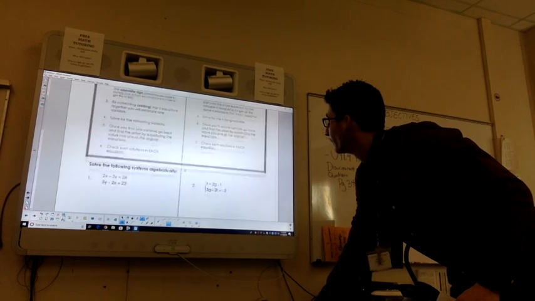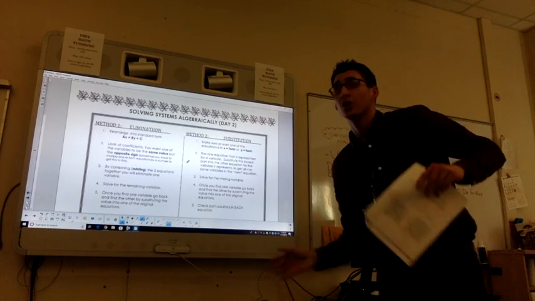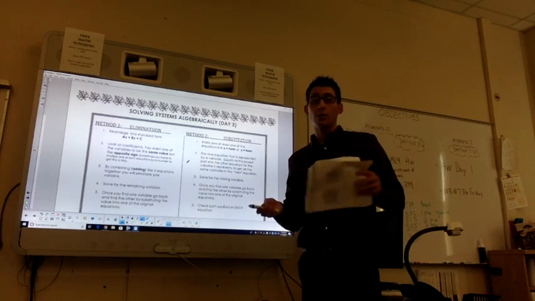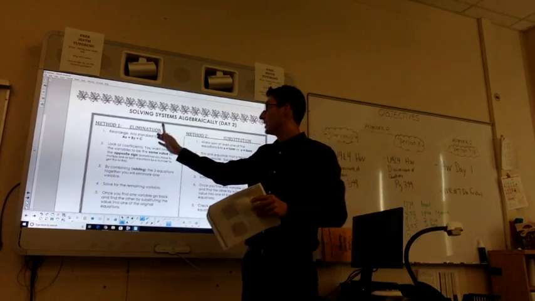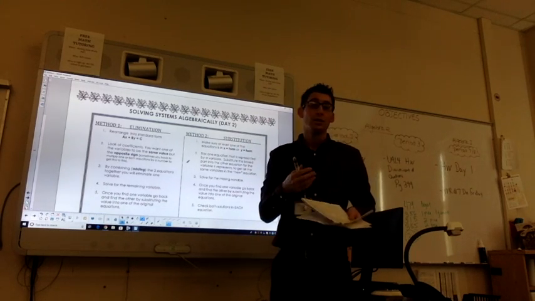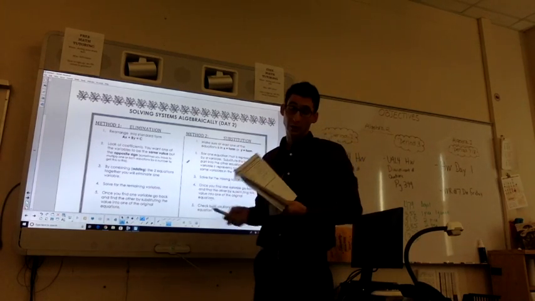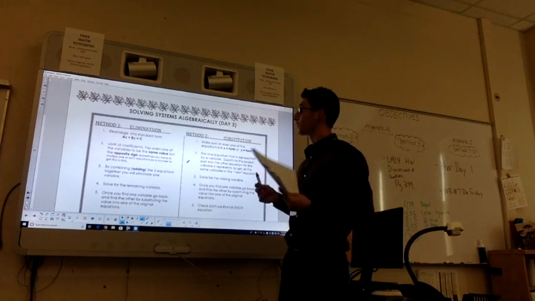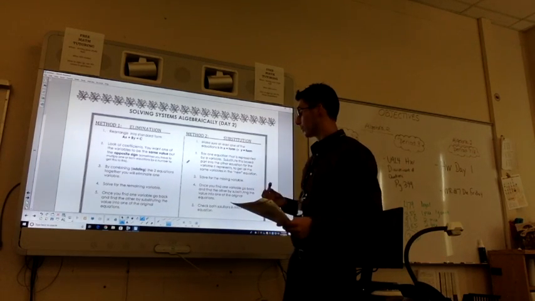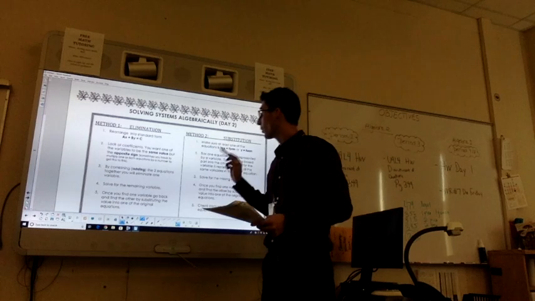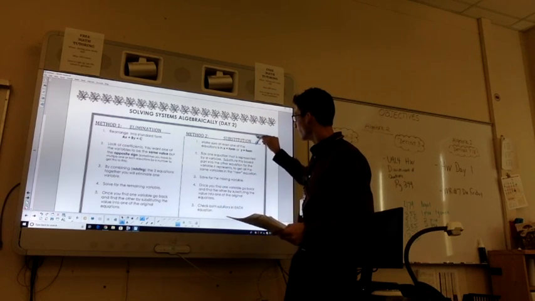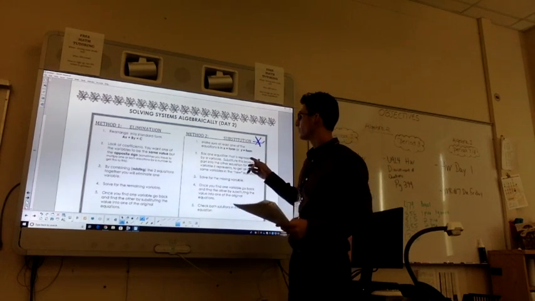So, method 2 is substitution. Now, if you're wondering, does it matter whether we use elimination or substitution? It does not. Whichever way makes you happy is the way you should use. Whichever way you're more fluent in is the way you should use as well. It doesn't matter. They're both going to get you to the same final answer.